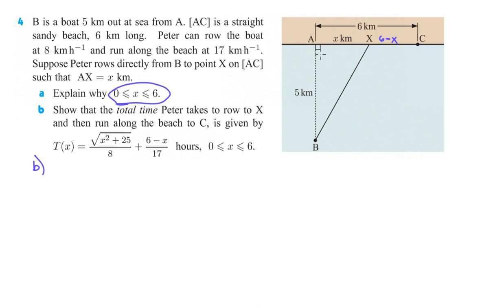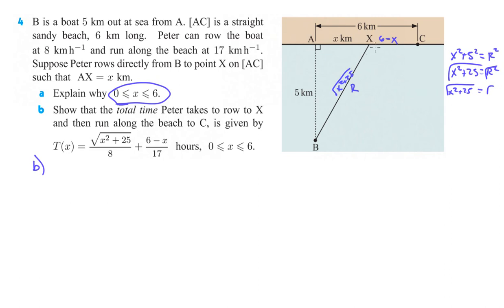And we have a right triangle. This side is x, this side is 5, so we can say that x squared plus 5 squared has to equal the distance B to X squared. Let's call this r for the rowing distance. So x squared plus 25 equals r squared. We square root both sides and get that r is the square root of x squared plus 25. If you can read that, sorry, I'm kind of writing on an angle there.